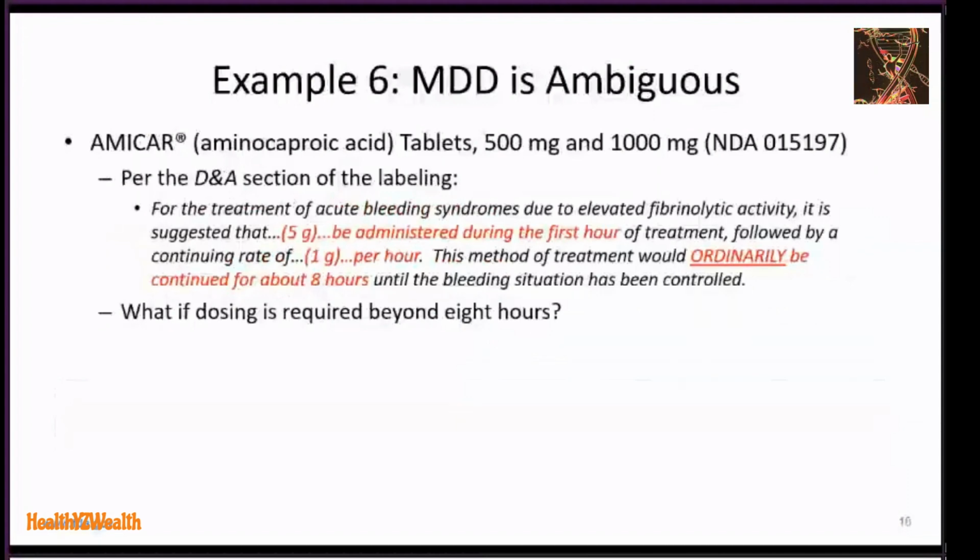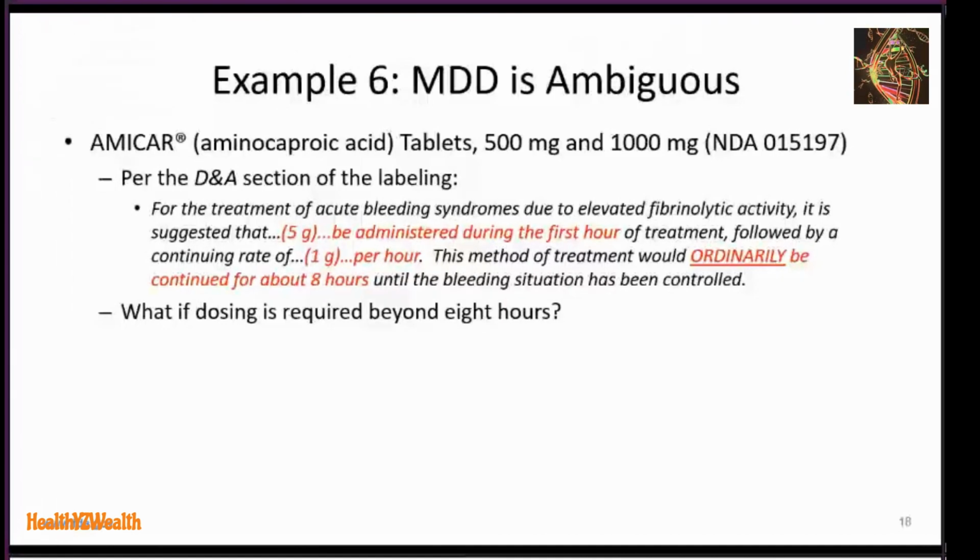Another example where the maximum daily dose is ambiguous is for Amicar tablets. Per the dosage and administration section of the labeling, for the treatment of acute bleeding syndromes due to elevated fibrinolytic activity, it is suggested that 5 grams be administered during the first hour of treatment, followed by a continuing rate of 1 gram per hour. This method of treatment would ordinarily be continued for about 8 hours until the bleeding situation has been controlled.